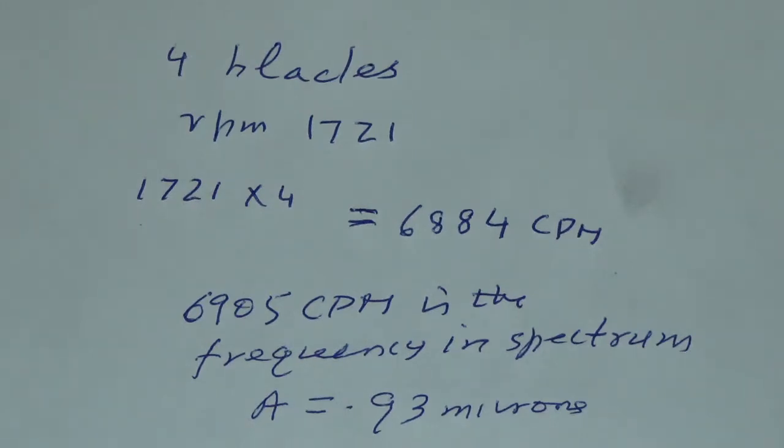So now you can understand that in order to know the fault in the machinery, you will have to see the frequency in the spectrum, and then you will calculate the frequency also. For example, if you want to find out whether the blades are touching the cover plate, you should know that there are 4 blades and the RPM is 1721. Multiplying these two, you will get the frequency 6884 cycles per minute. If you see this frequency in the spectrum, it will tell you that the problem is that the blades are touching the cover plate, and the amplitude at this frequency, which is 0.93 micron, is telling you with how much pressure the blades are touching the cover plate.